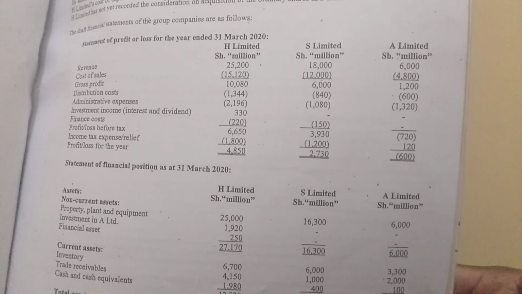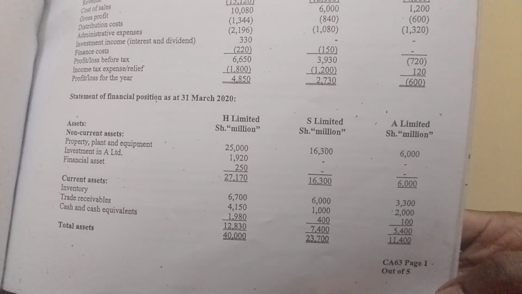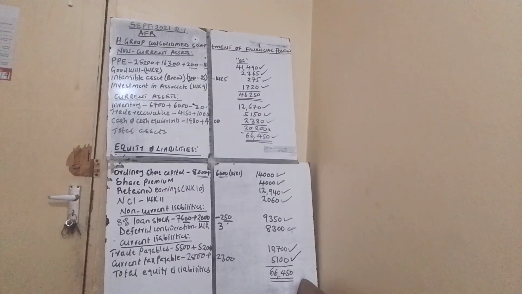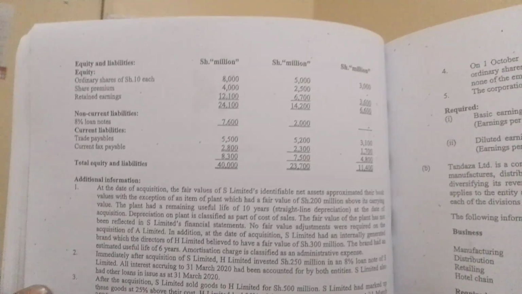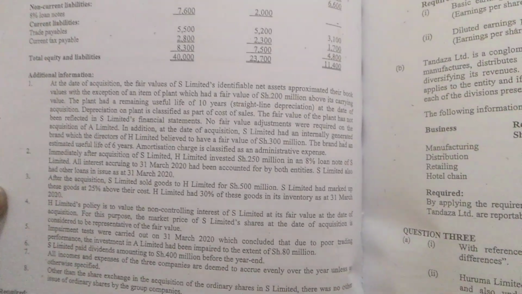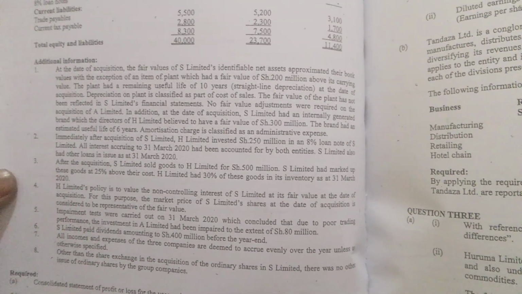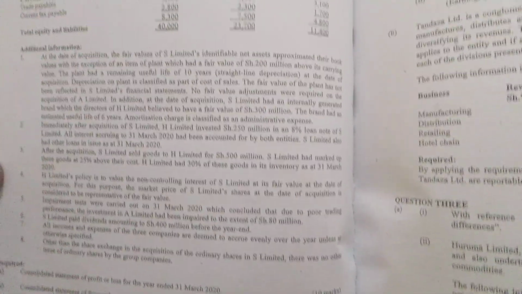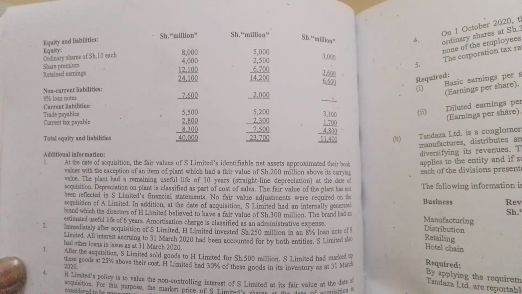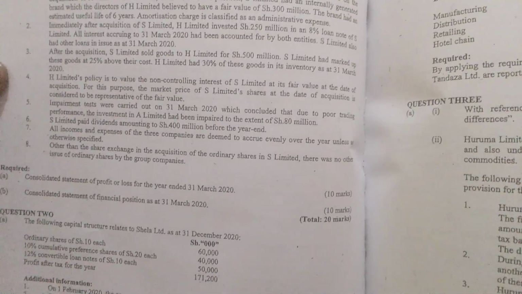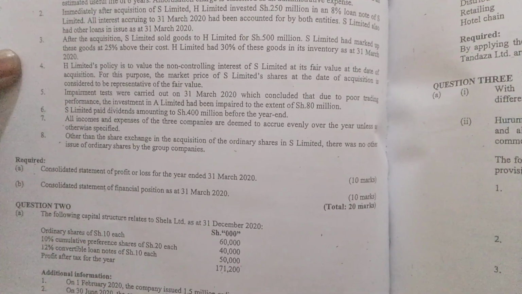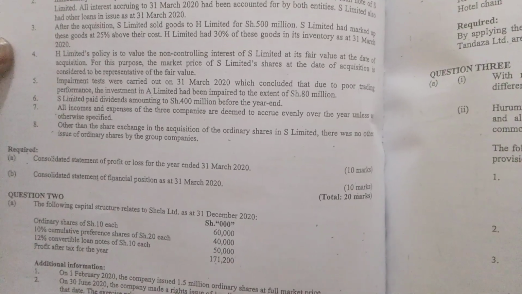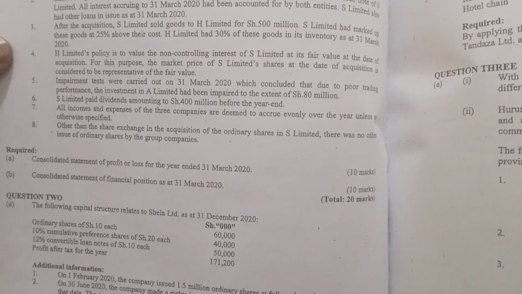Compare with what I have shown you. Then I move to the next page. You still need that information. You do it on your own and compare with our solution, especially the additional information. Try to show consolidated statement of profit or loss and consolidated statement of financial position.